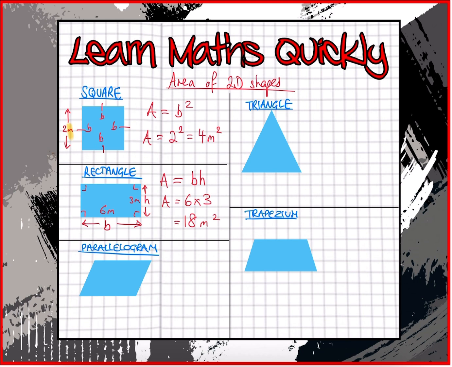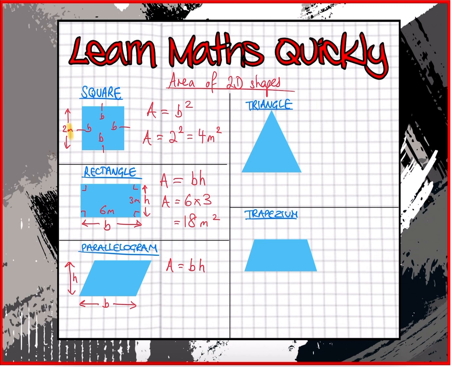Now it comes to parallelograms, triangles, and trapeziums. So a parallelogram is very similar to a rectangle in that we need to know our base, which is this length here, and we actually need to know our vertical height. So that's the perpendicular height compared to the base. Now, the area for the parallelogram is actually exactly the same as the area of a rectangle, but it's the base times by the vertical height.